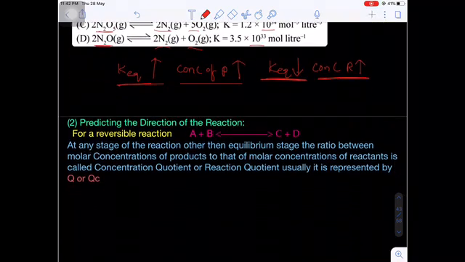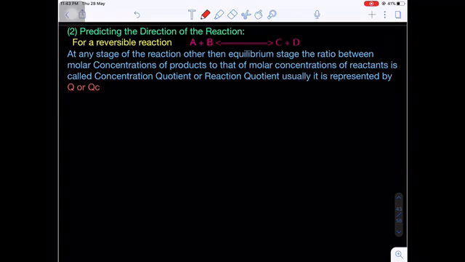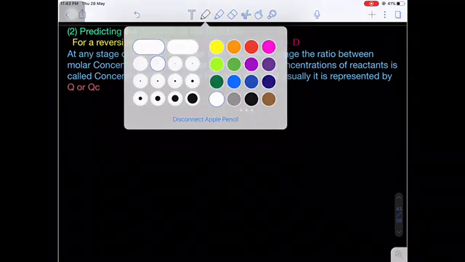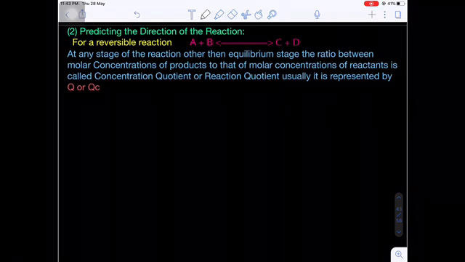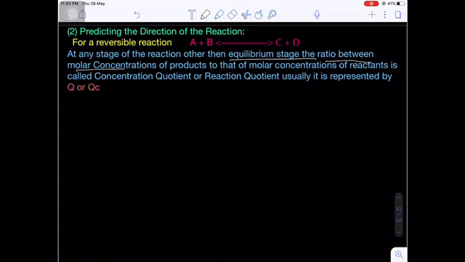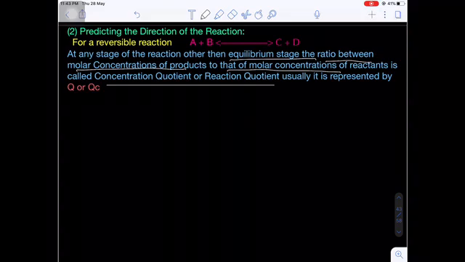Now come to the second application, predicting the direction of the reaction. This is very important. Let's suppose I have one equation, A plus B in equilibrium to give C plus D. At any stage of the reaction other than the equilibrium stage, the ratio between the molar concentration of the products to that of the reactants is known as the reaction quotient, usually represented by Q or Qc.